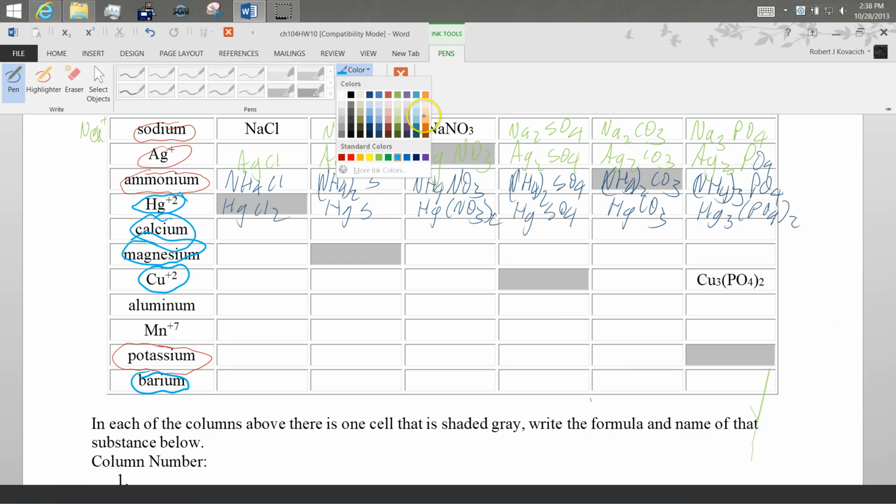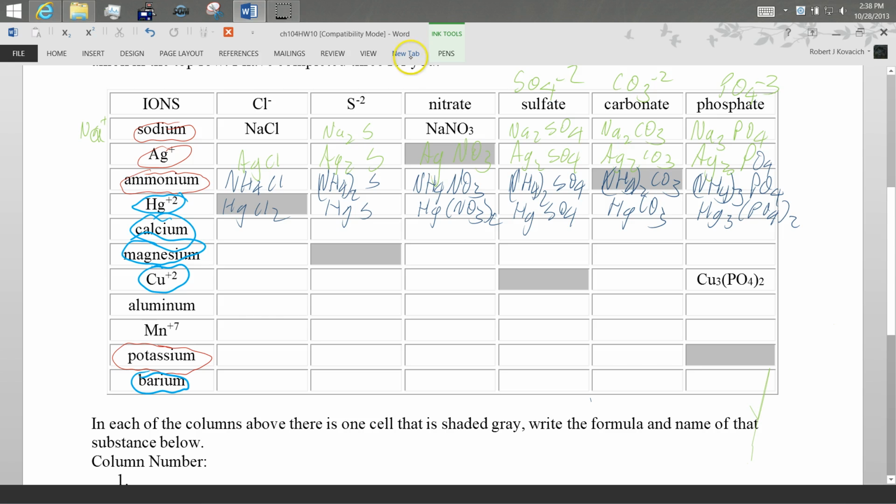Let's go with, how about orange? All right, so I've got an AlCl3. I've got an Al2S3. I have an Al(NO3)3. I have an Al2(SO4)3. I have an Al2(CO3)3, and I have an AlPO4.